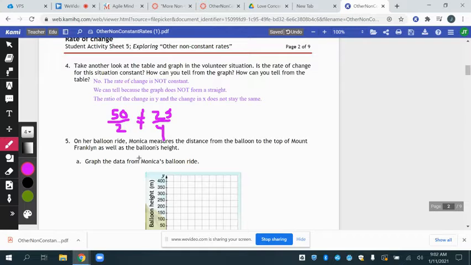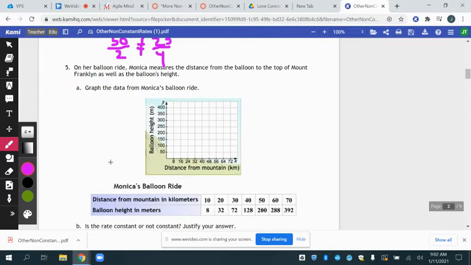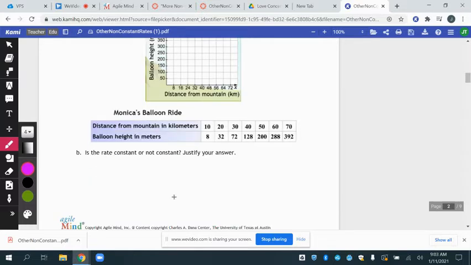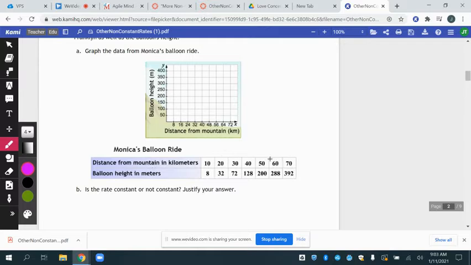All right. Monica's going to measure the distance of a balloon from the top of Mount Franklin as well as its height in general. Okay, let's do that. So distance in kilometers from the mountain. She's getting further and further away from the mountain. She's also getting higher and higher. Okay, so we're going to graph that up here. Let's do that real fast.